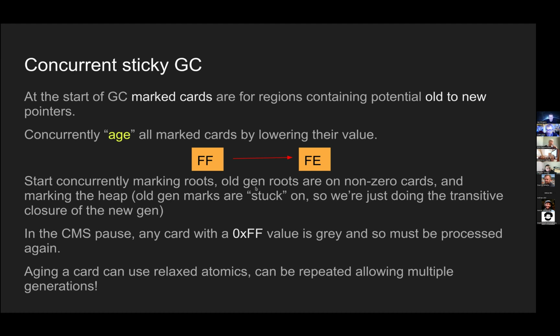We know any non-zero card is a potential root from the old gen. We know any card which is FF must be something which has been concurrently updated. So in the CMS pause, we can go and look just for the FF cards. We don't have to go and scan every card again. So you can use relaxed atomics for this and so on. And because you can do multiple agings, you can support multiple generations with this approach.